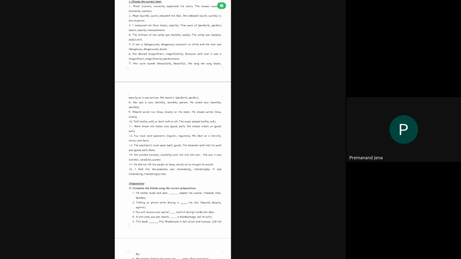Ninth one: Mayank wrote too slowly on the exam. He always writes slowly. Whenever the verb is being qualified, it always has to be the adverb. I put this in because in the Indian context, people have a habit of saying "he writes slow." That's not how it works. Slow is an adjective. You need to say slowly.